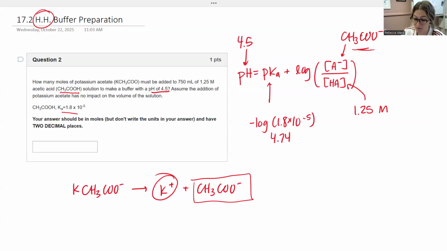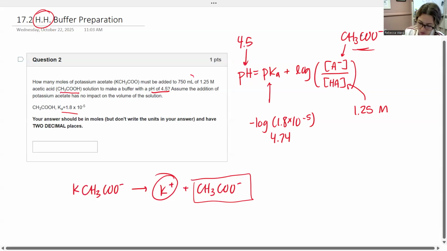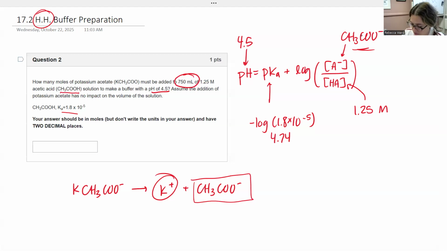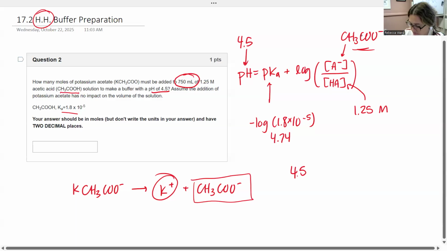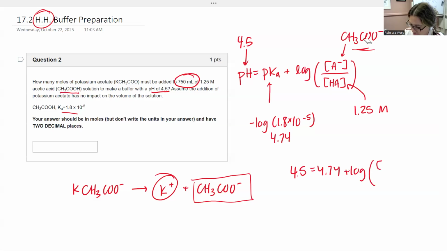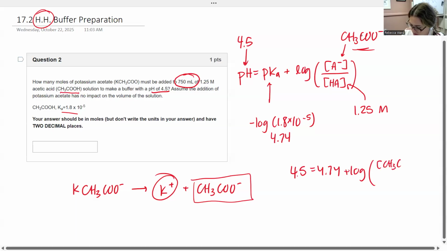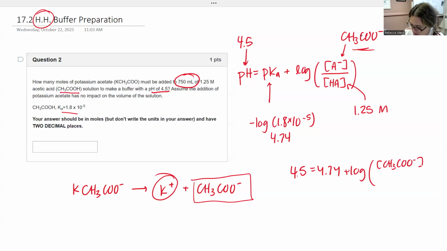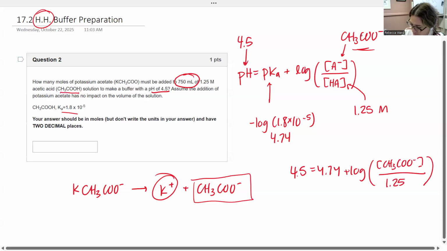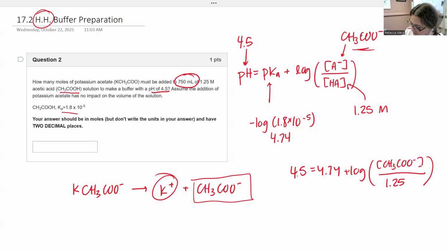All right, so we need to know how much we're going to add to our 750 mL, which we'll remind ourselves we need to come back to. We're not just looking for concentration, we need a mole amount. So let's get to our calculation here. 4.5 equals 4.74 plus the log of CH3COO minus, our unknown, divided by 1.25. All right, so 4.5 minus 4.74 is negative 0.24.